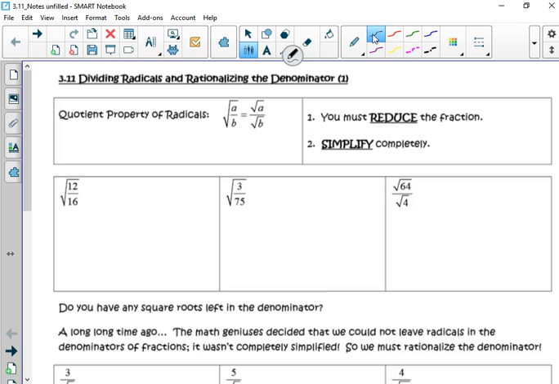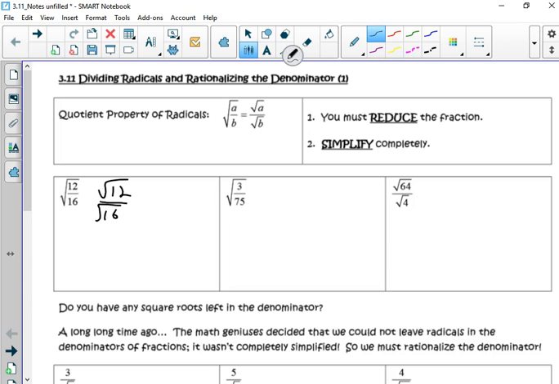Dividing. Always reduce the fraction and simplify completely. So remember, whenever we have a radical like this, it really is radical 12 over radical 16.